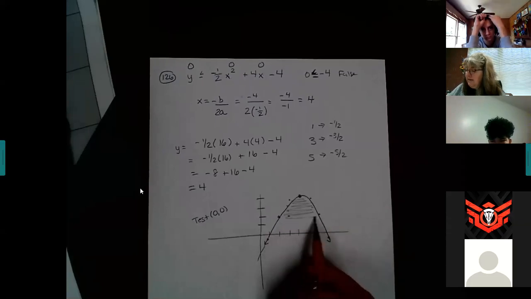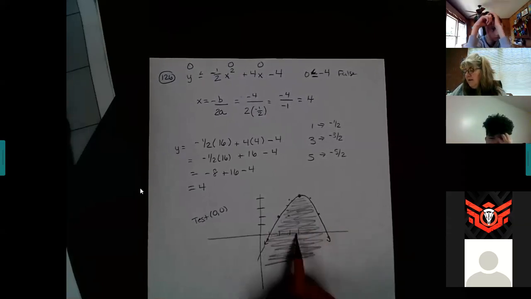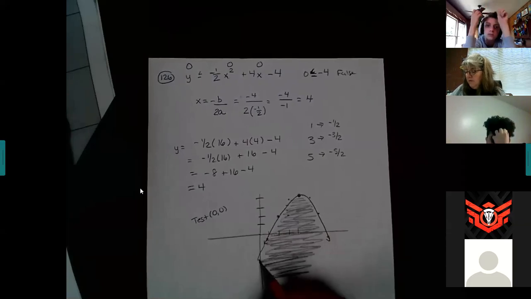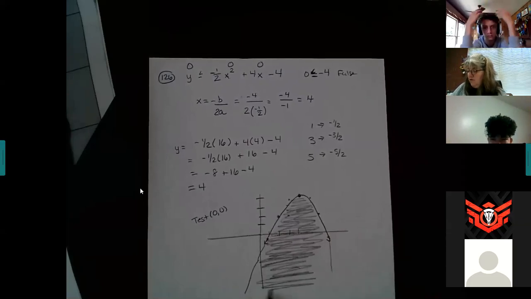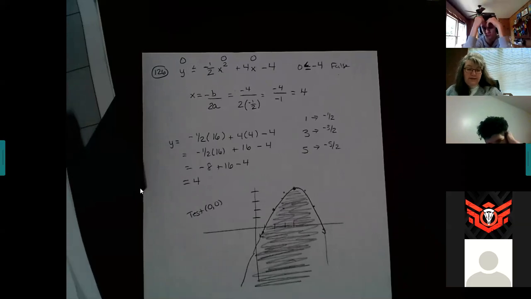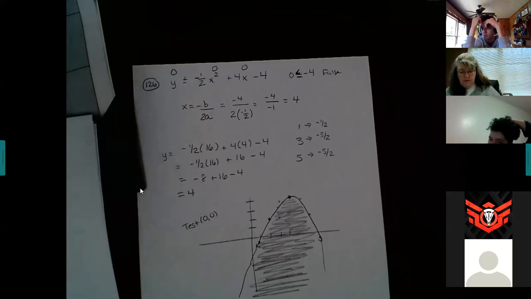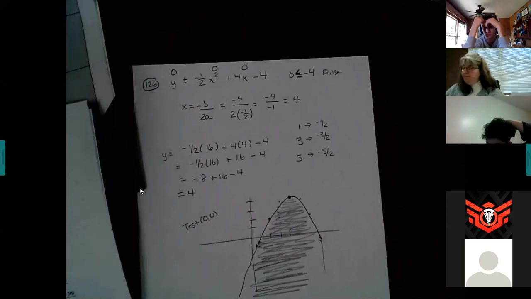So I shade inside. All of these points in here would make it true. All these points out here would make it false. I got everything right except my vertex. Y'all good? All right, now let's review the stuff for today. Okay, turn in your packet, please, to 165.